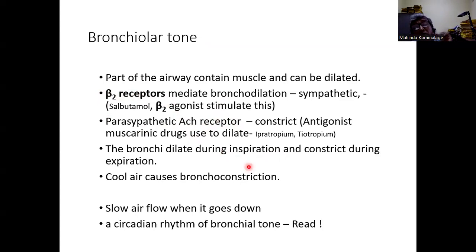And sometimes we have drugs, salbutamol to stimulate the beta-2 receptor, and ipratropium and tiotropium to block the acetylcholine receptor. By blocking that, again, we will dilate the airway, right? So that's it. We have 5 minutes. So that's the end of the lecture.